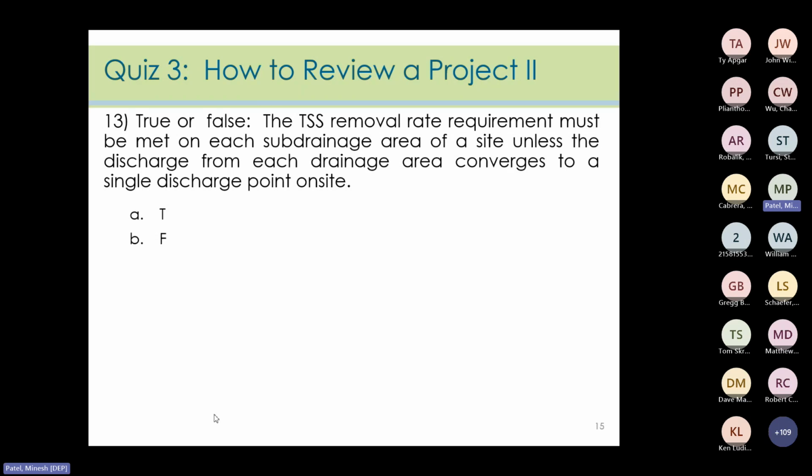Question 13, true or false? The TSS removal rate requirement must be met on each subdrainage area of a site unless the discharge from each drainage area converges to a single discharge point on site. And the answer is A, true.